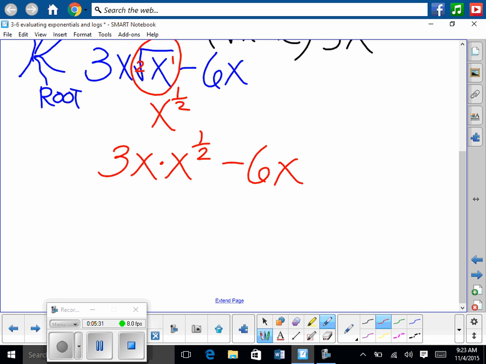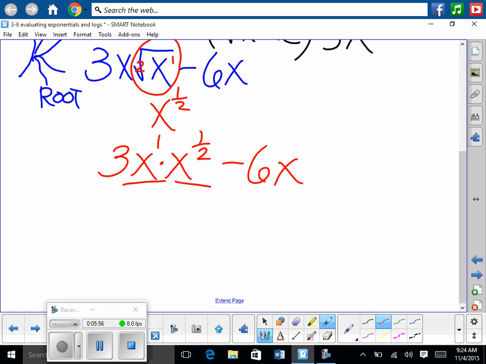Let's sing our song. We're going to need this today as well. That's why we're going over this. When you multiply, add. When you divide, subtract. Raise a power to a power, multiply. So what property of exponents are we doing right here? You tell me. When you multiply, add. So we have the same base, so we're going to add our exponents.